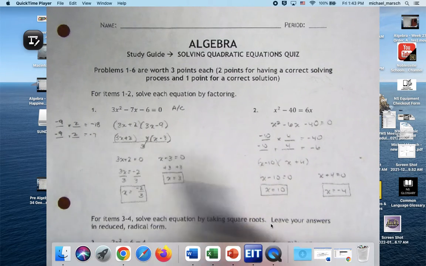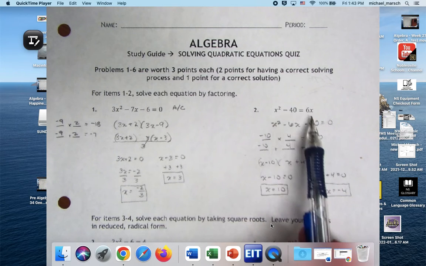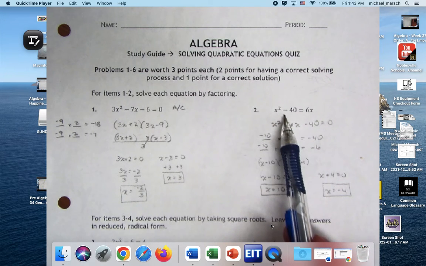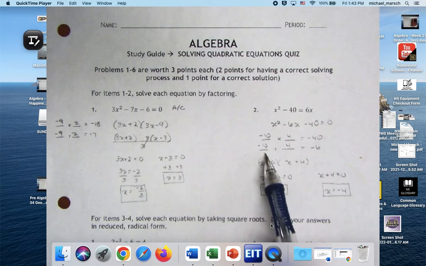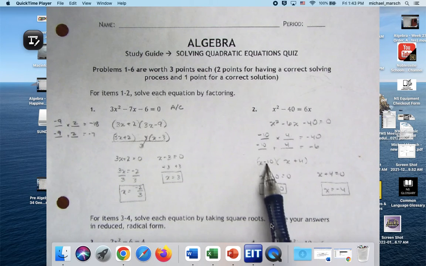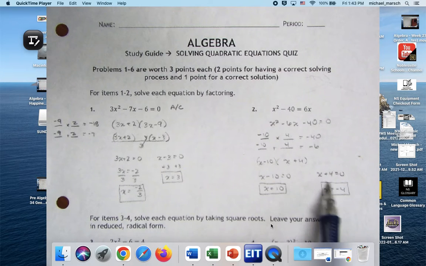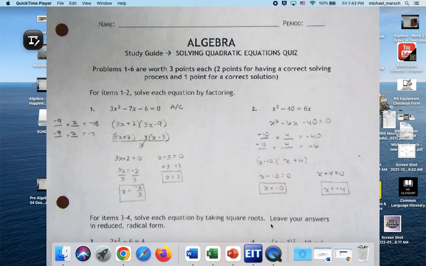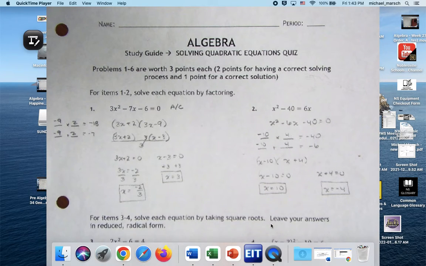So we did this one together. This is what your answer should have been for number 2. You have to rearrange, right? So I had to subtract 6x over here. What times what equals negative 40? What plus what equals negative 6? I get my 2 quantities. I set them equal to 0, right? So when I add 10 to this side, I get x is 10. When I subtract 4 over here, I get x is negative 4. So the quiz and the second study guide will have similar problems like it for questions 1 and 2.